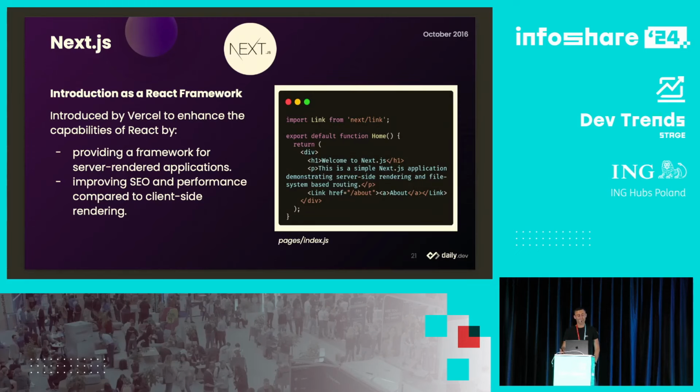2016, Next.js. It was introduced by Vercel as a React framework to enhance the capabilities of React. React, we can consider more a library. Next.js is a full-fledged framework, a React framework. We can even call it a meta framework. So basically the idea was to provide a framework that could do something else, not just what React did, also to improve two main things. One, to have server-rendered applications, and also to improve SEO, search engine optimization, and the performances compared to the other approach.